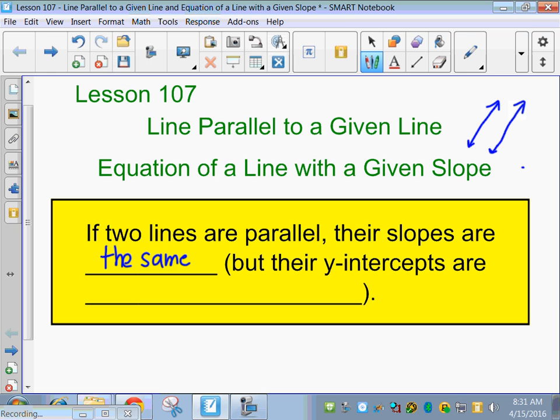But their y-intercepts, if I were to actually put this on a grid, an xy axis, would be different. So we're going to be finding a new y-intercept, but keeping the same slope with a parallel line.